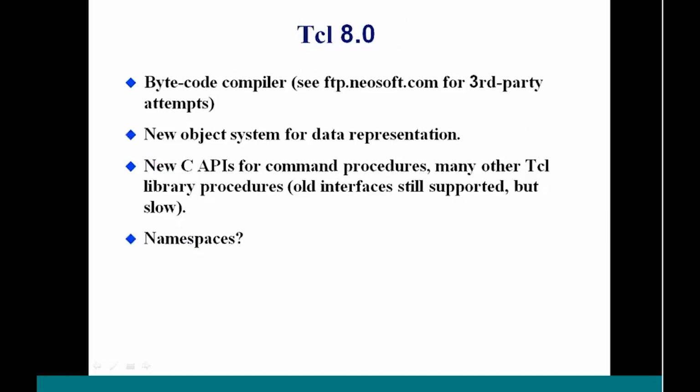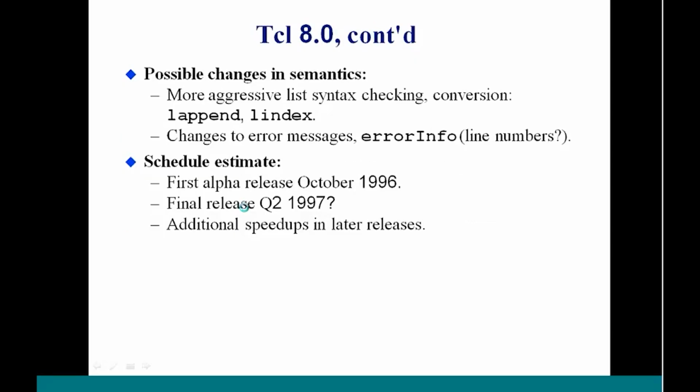So for Tcl 8.0 we have the bytecode compiler essentially, and you can go to ftp.neosoft.com for the third party items. There is a new object system for the data representation, the new C APIs for command procedures and many other library procedures. So here the old interfaces are still supported, but they are very slow. And what about the namespaces?